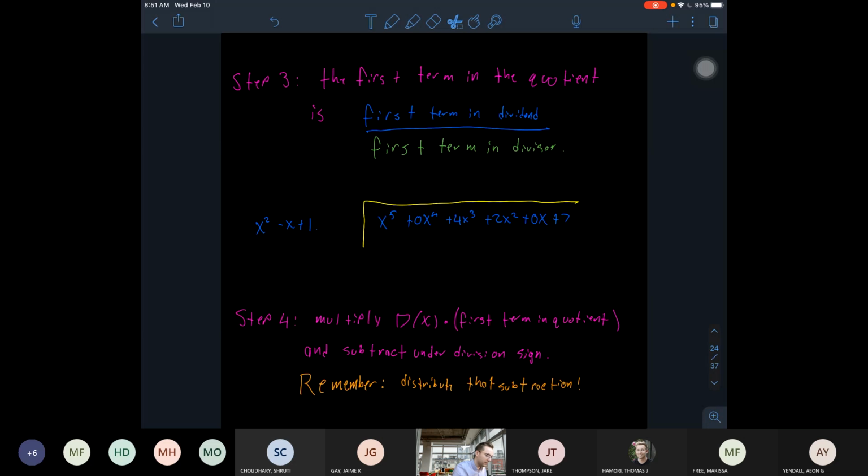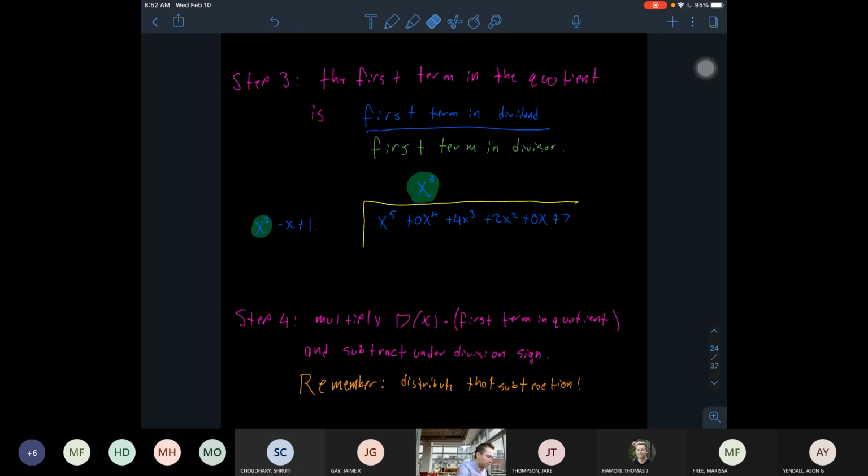So step 3 is to find the first term in the quotient. Okay, so my goal here is to write something up here in this green spot. All right, that's my goal. And the first thing that I should write should be the first term in the dividend divided by the first term in the divisor. Okay, so I'm going to take x to the 5th divided by x squared. And that's going to give me x to the power 3.